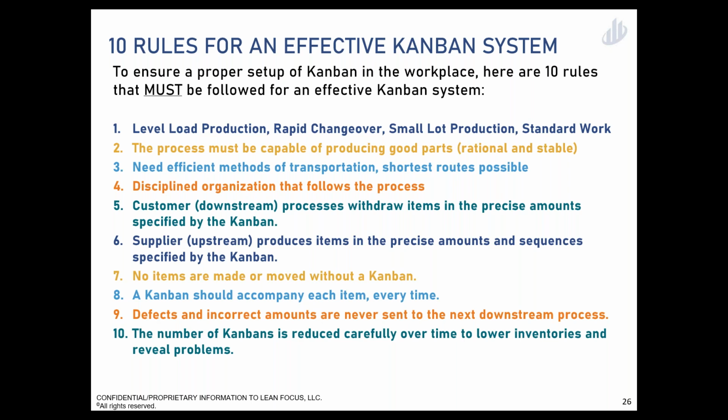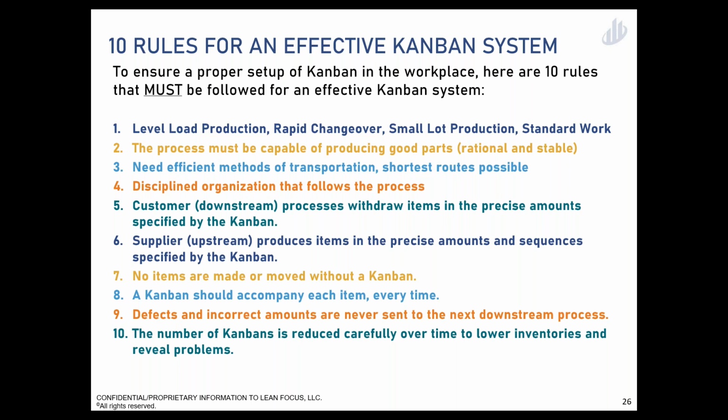So that means a Kanban accompanies every single item every single time. There's either a card or a transfer sheet or a traveler sheet or an electronic signal. There's something that gives you permission and instructions for what is being moved and where and in what quantity. Your defects or incorrect amounts or errors, rework is never sent downstream. You never burden the downstream process with what went wrong upstream. So if I make scrap, I don't send it on.